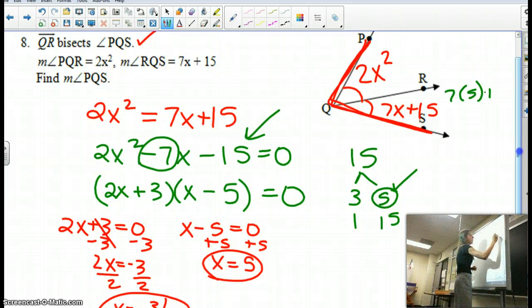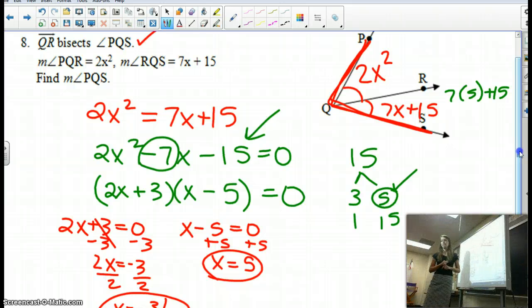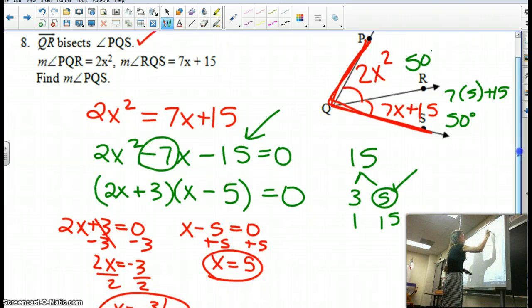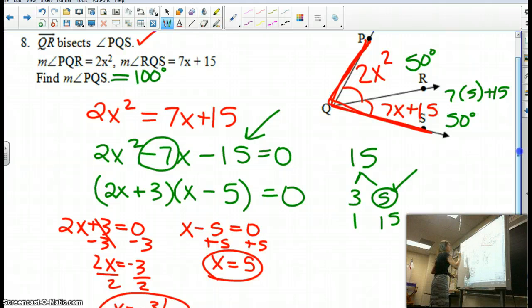7 times 5 plus 15. So you go to your handy dandy calculator and you do 7 times 5 plus 15. And we get 50. Now remember, that's for this angle. That angle's 50. These are congruent. That angle's 50. So one of our answers for PQS is 100 degrees. We're halfway done. We had 2 answers. Remember, that's what happens when you have a quadratic. Sometimes you throw it out, but sometimes you don't. Let's see if we have to throw it out.